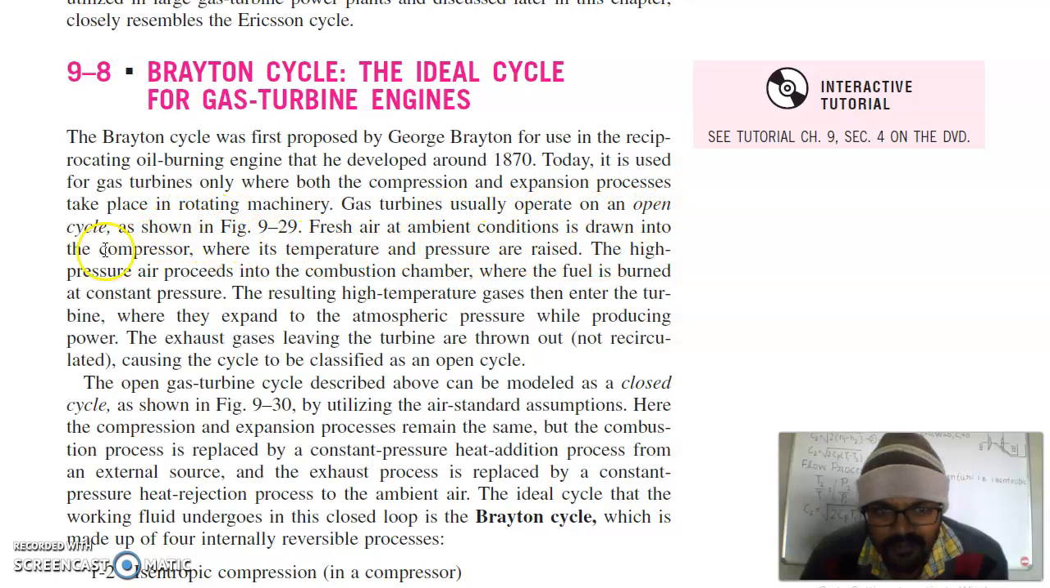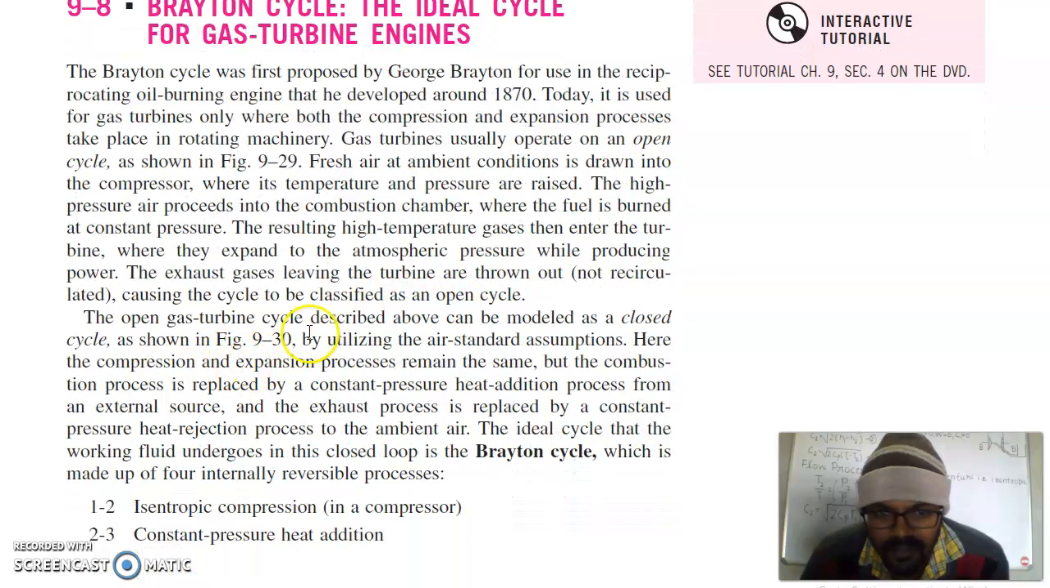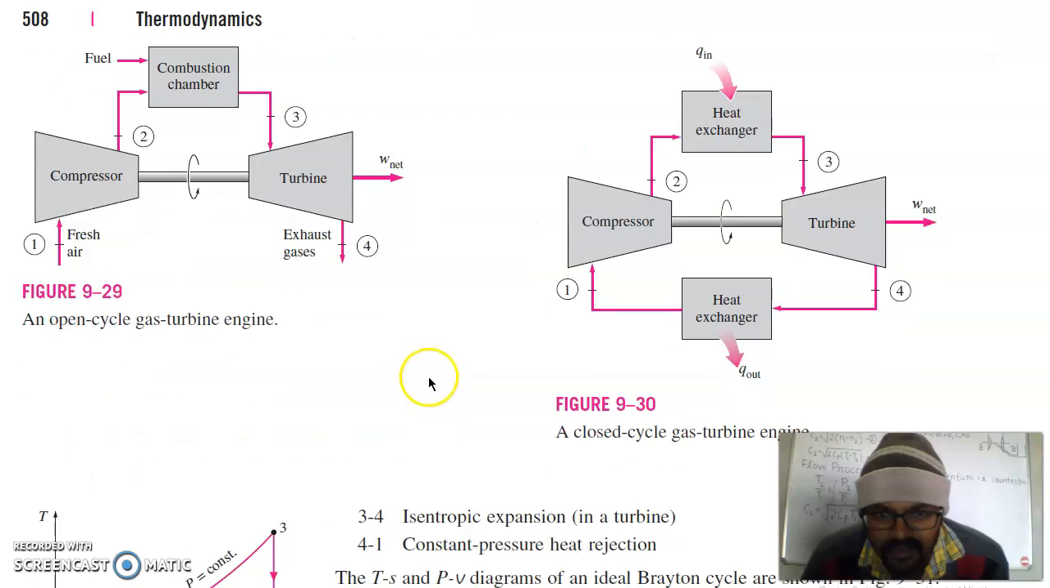Fresh air at ambient conditions is drawn into the compressor, where its temperature and pressure are raised. The high pressure air proceeds into the combustion chamber where the fuel is burned at constant pressure. The resulting high temperature gases then enter the turbine where they expand to atmospheric pressure while producing power. So the open cycle and closed cycle gas turbines are shown in the figure.